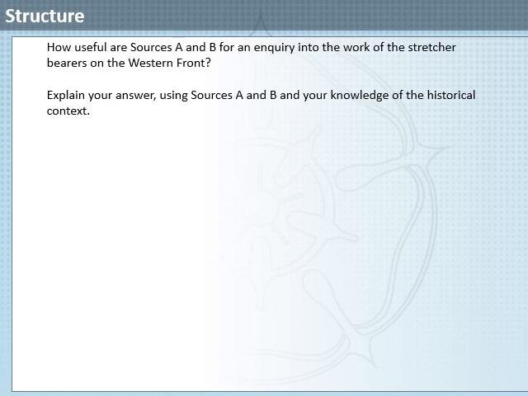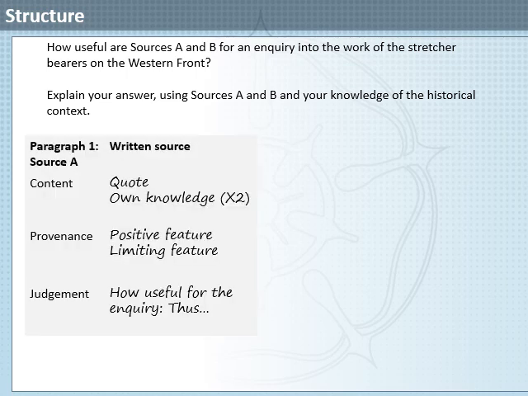So let's look at the overall structure of our answer. Our question demands that we look at both sources. So that means we're going to write two paragraphs. Both paragraphs are going to have the same organisation. It doesn't matter if one's written and one's a picture. We're going to follow the same pattern.